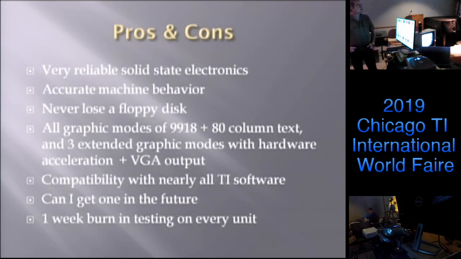So the pros and cons. Very reliable solid-state electronics, accurate machine behavior, at least that's the goal, is to have it work identically to the way the TI did. All graphics modes of the 9918 plus 80 column text and 3 extended graphics modes with hardware acceleration. Hardware acceleration is kind of neat because you can basically write a few values to registers and you end up with line drawing and things like that that's super high speed.